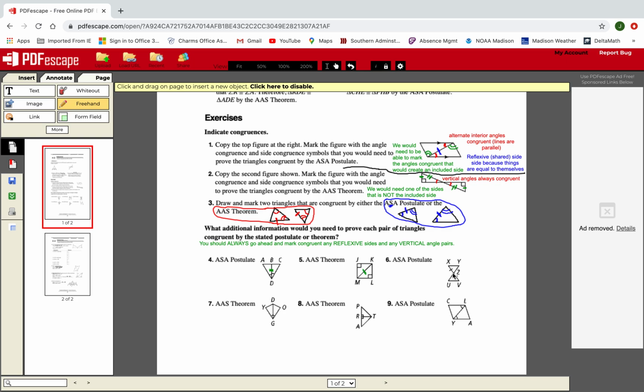On number 6, I have a pair of vertical angles. So I'm going to go ahead and mark that pair of vertical angles. Those should start jumping out at you. On 7, I have a reflexive side. So I'm going to go ahead and mark it. That means that it's a shared side between those 2 triangles. On 8, again, I have a reflexive side right there. And on 9, I have a reflexive side on there, okay? So those are the ones that you can automatically mark. You might want to make a note, the reflexive side is the shared side, okay?